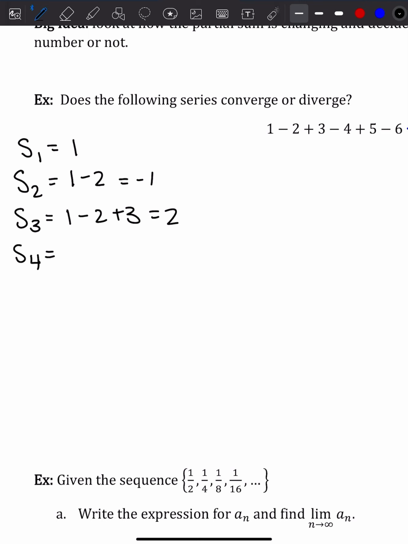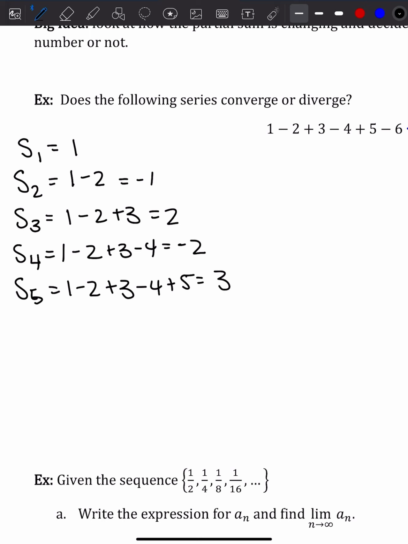S sub 4, we're looking at the first four terms, 1 minus 2 plus 3 minus 4. Well, 1 minus 2 plus 3 is 2. If we subtract 4 from that, it's going to give us negative 2. And then I'm going to add in these last two. We have S sub 5, which is the first 5 terms. If I add these all together, this gives me 3. And if we find the sixth, which would be adding that in, we're going to notice that it gets to negative 3.